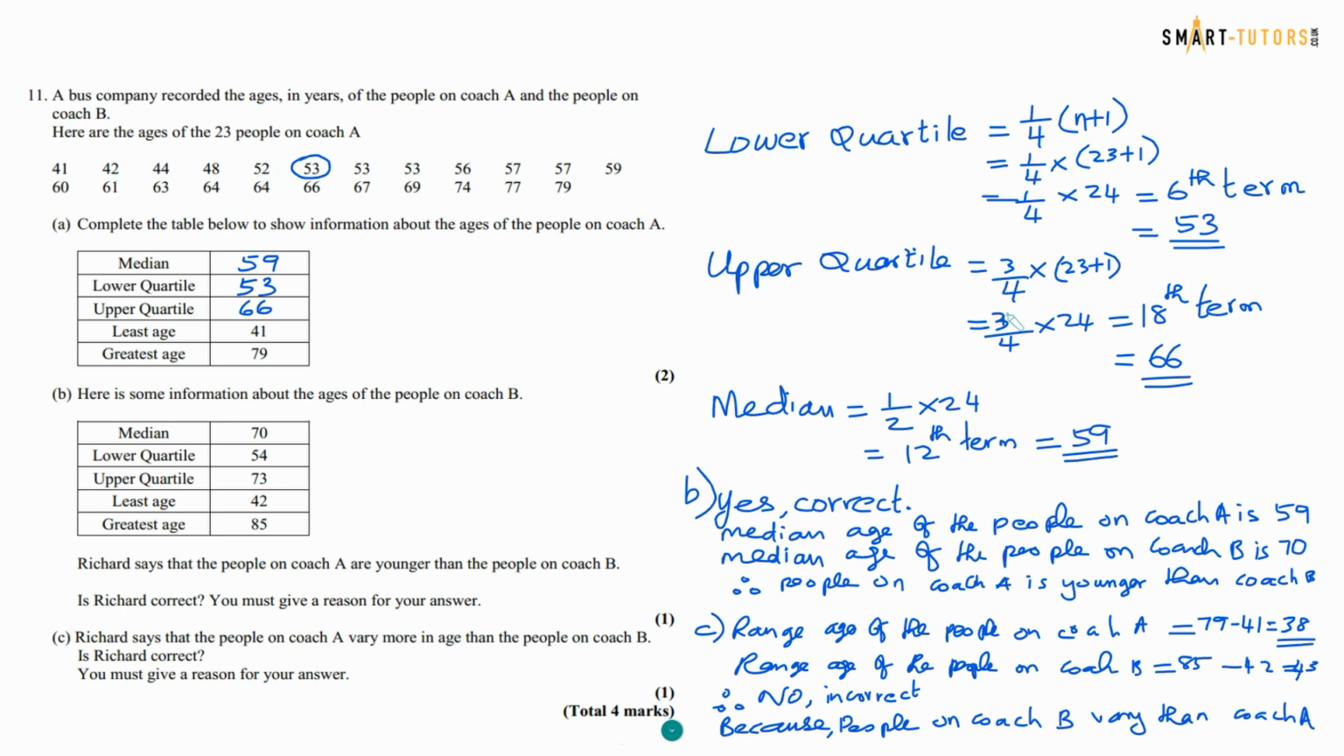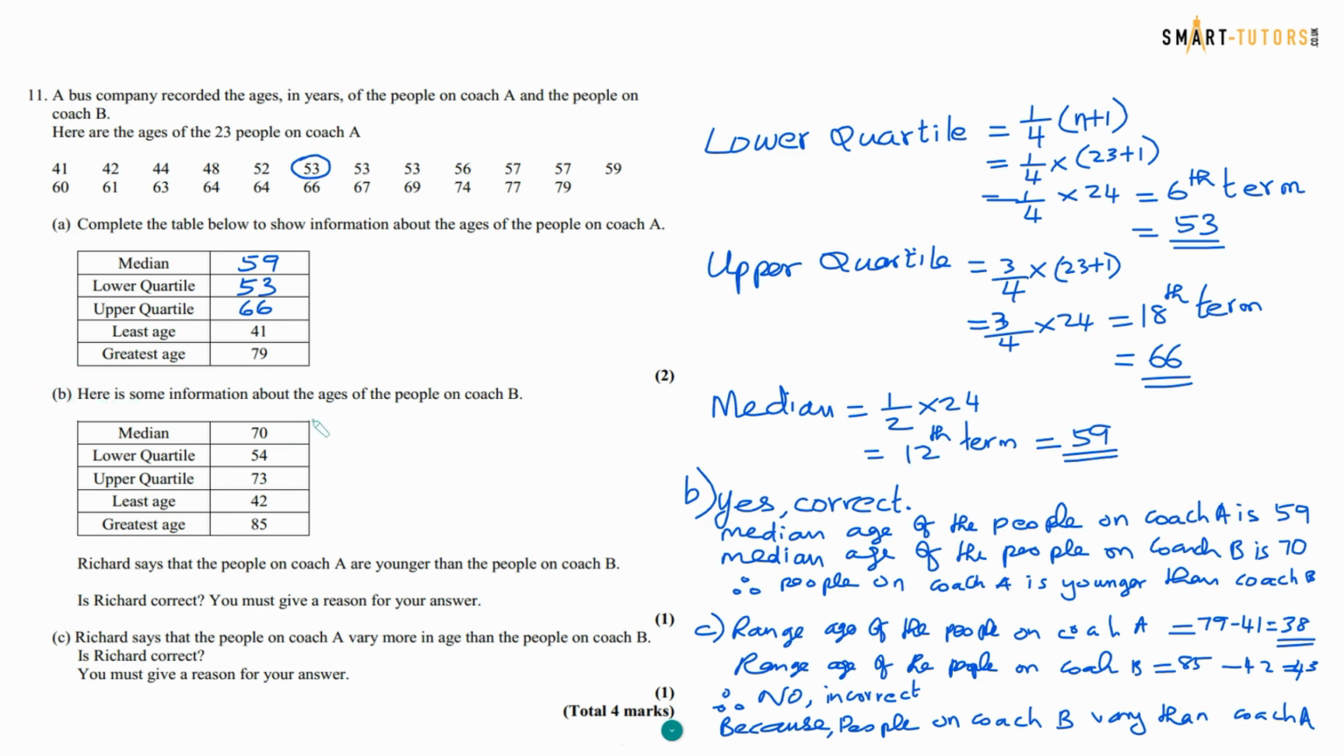The upper quartile is 3 quarters of 23 plus 1. So 3 quarters of 24 is the 18th term. Counting the 18th term, you find 66. The median is the middle number, which is the second quartile. It can be found by half times 23 plus 1, which is 24, divided by 2 is the 12th term. The 12th number is 59.